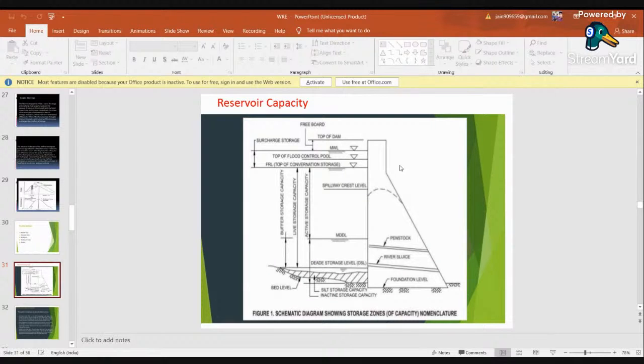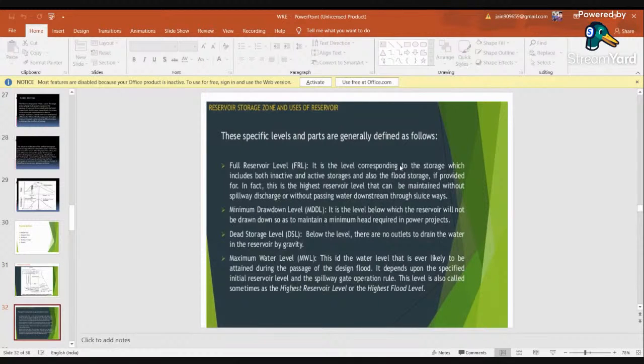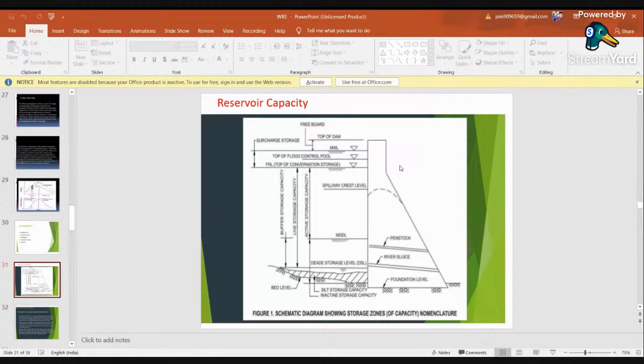This is the schematic diagram showing the storage zone or the storage capacity of the given reservoir. There are certain levels in the reservoir which we should know before going for the design or the analysis of any reservoir. Now, there can be dead storage capacity, meaning the portion of the reservoir capacity which is not in operational use.